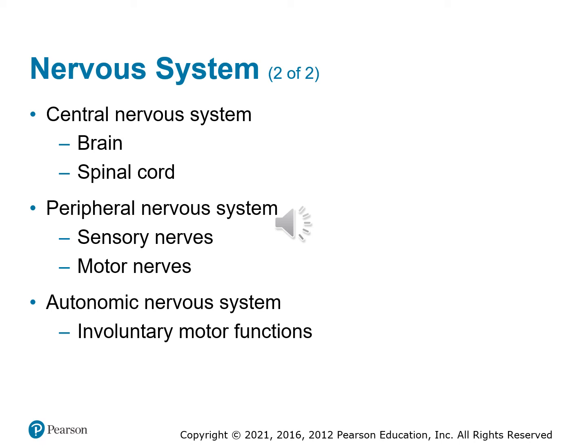And then the autonomic nervous system includes all of those involuntary motor functions with the smooth muscle we've talked about earlier. Remember, these are the involuntary motor functions like the peristalsis and the other activities within the body that you don't even have to think about.